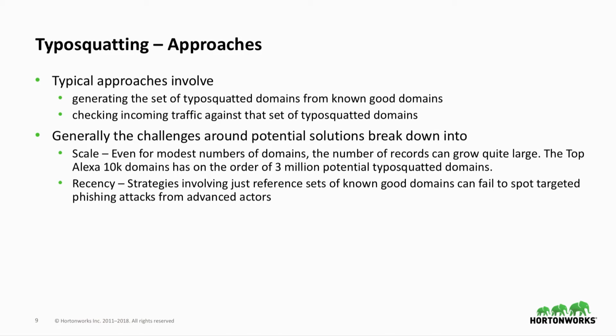So for even modest numbers of domains, for the top Alexa 10K, we found, looking at a common typosquat generation program called DNS Twist in Python, it was around 3 million potential typosquatted domains. That seems like a small number, but you really need more than the Alexa 10,000, right? And the other problem is recency and targetability, right?